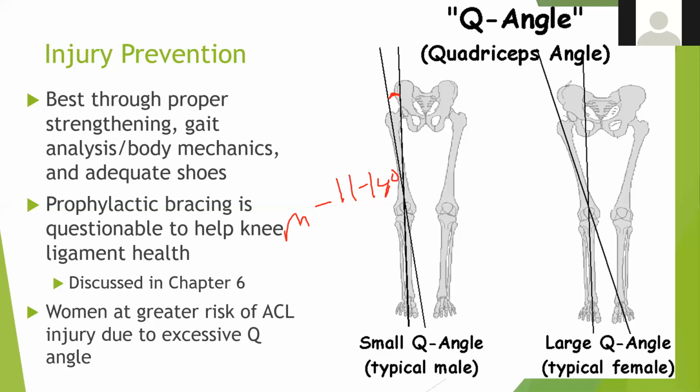Women, because you have wider set hips, you are going to have naturally a larger Q angle. Women have about a 2 times greater chance of injuring their ACL than men do. So for women, your normal Q angle range is 13 to 16 degrees. Because you have wider set hips and your femur comes out farther than a male's would, females have less stability inherently with their knees.